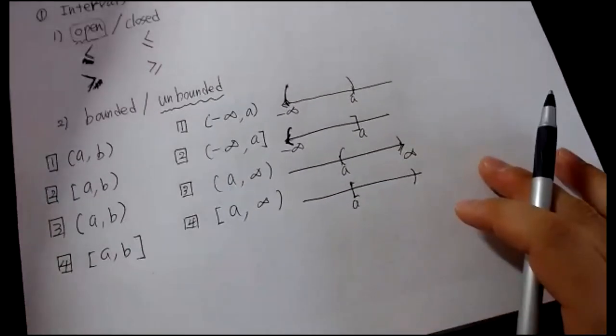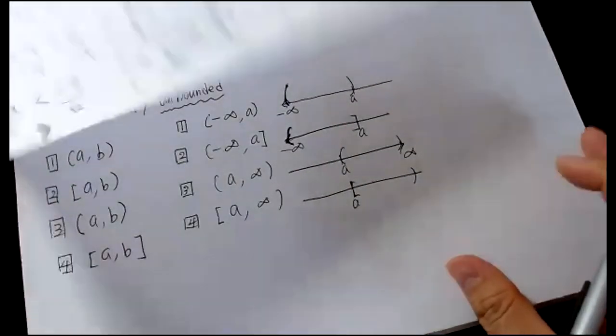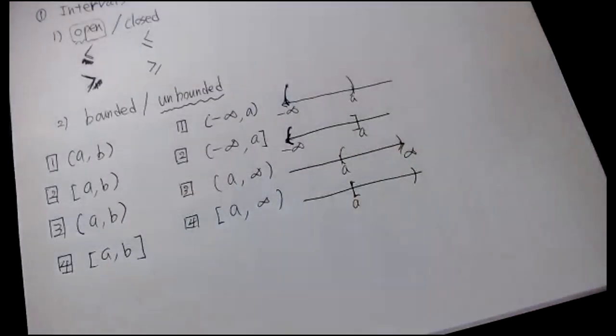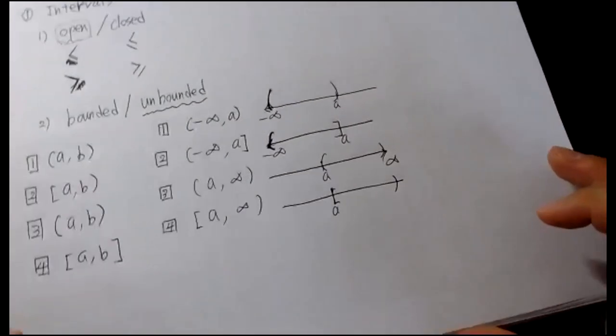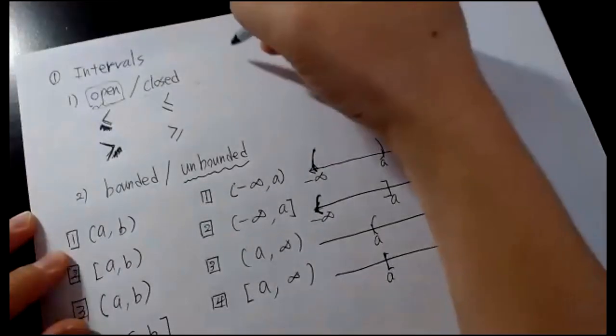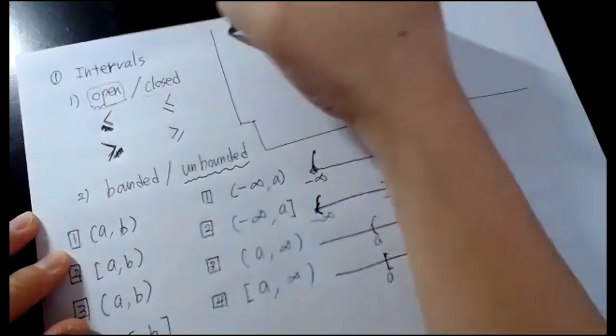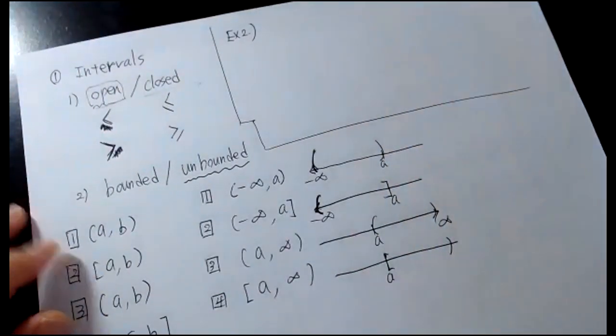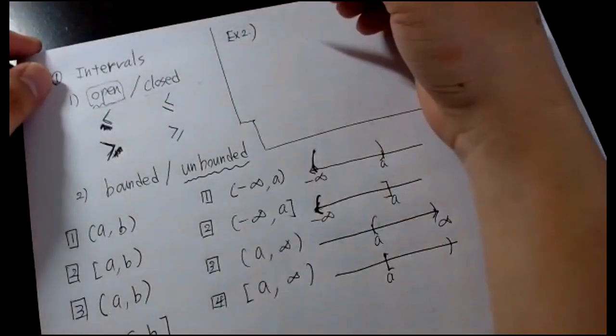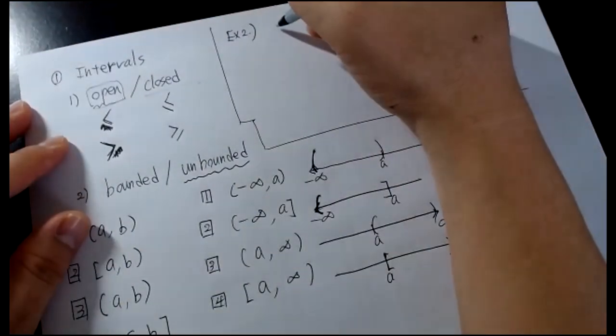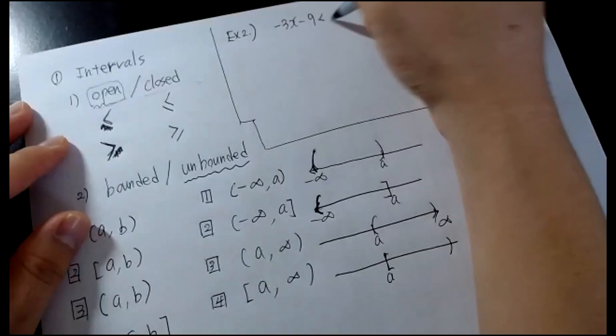Now back to the examples in the textbook. Let's see some examples about this. Let's see example 2, in the textbook, page 162. The question is: solve negative 3x minus 9 is less than 0.